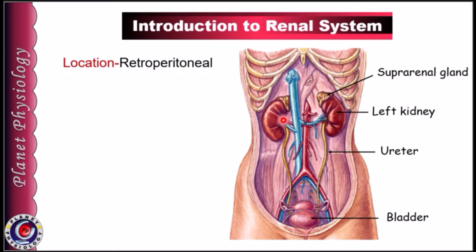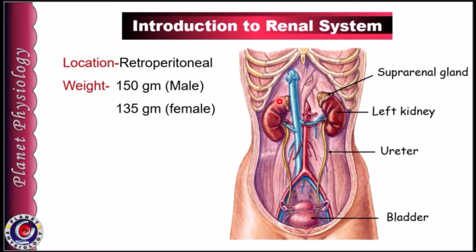Humans have a pair of kidneys located retroperitoneally, that is posteriorly behind the peritoneum on either side of vertebral column. Usually the right kidney is slightly inferior to the left due to its relationship to the liver. Weight of kidney is about 150 grams in male and 135 grams in female.